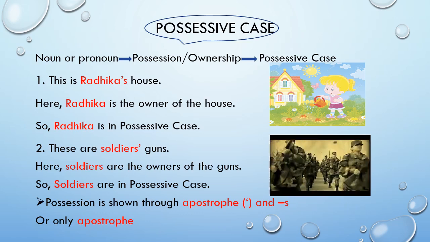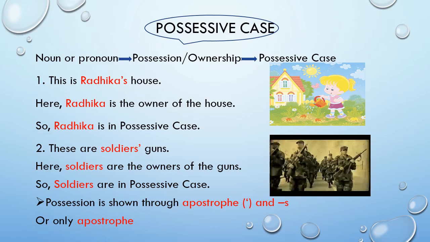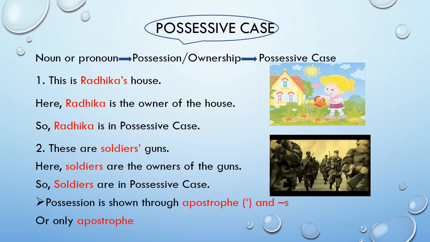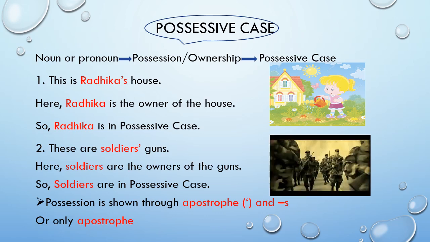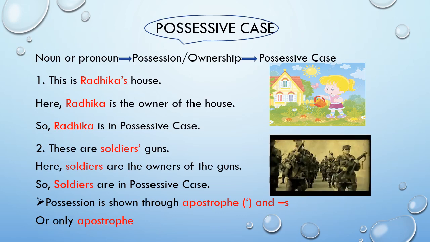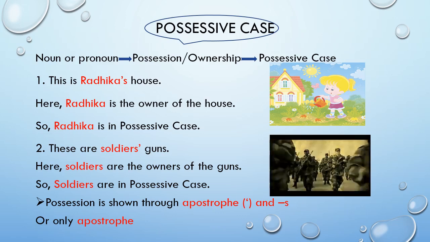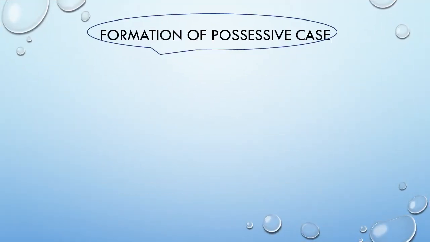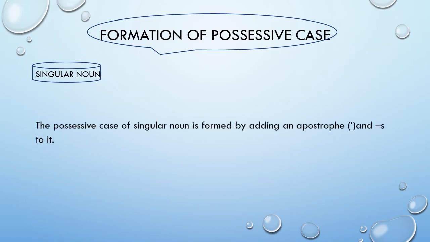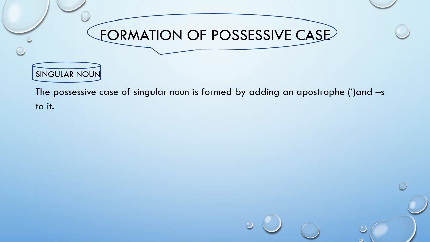Otherwise it will create a confusion and pronunciation is not clear, and this is the rule. If some noun is not ending with s, then we write apostrophe and s, and if any noun is ending with s, then we just simply put apostrophe with it, right? We would discuss formation of possessive case. So first we will discuss singular noun, as we have just discussed now. The possessive case of singular noun is formed by adding an apostrophe and s to it. We just discussed it right now.